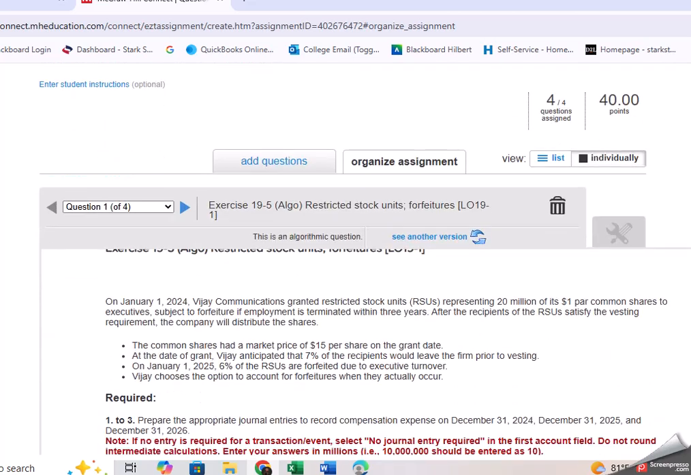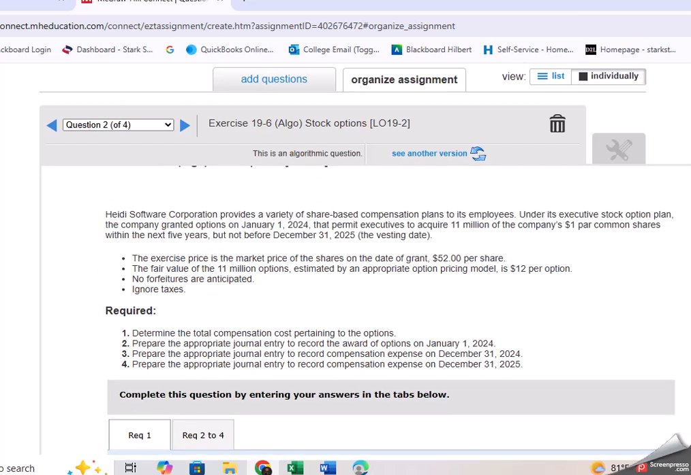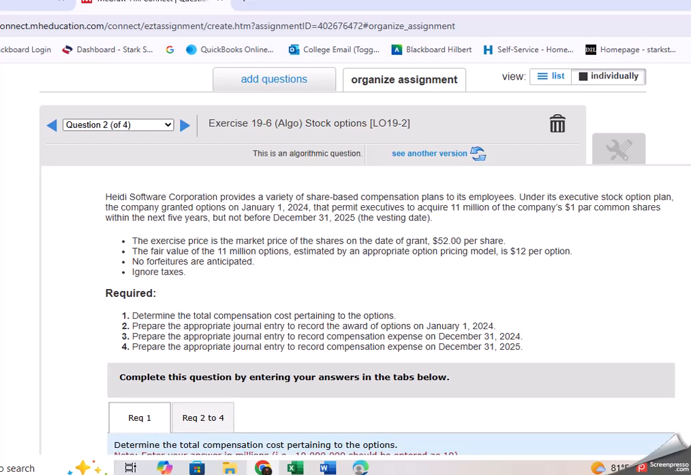Okay. All right, then we're going to move on to stock options. So this company has provided share-based compensation to its employees. Under this executive stock option plan, they have granted options on January 1st of 2024 for executives to acquire 11 million of the company's common shares over the next 5 years. The market price on the date of the grant is $52. They ran it through that option pricing model, and they came up with $12 per option.